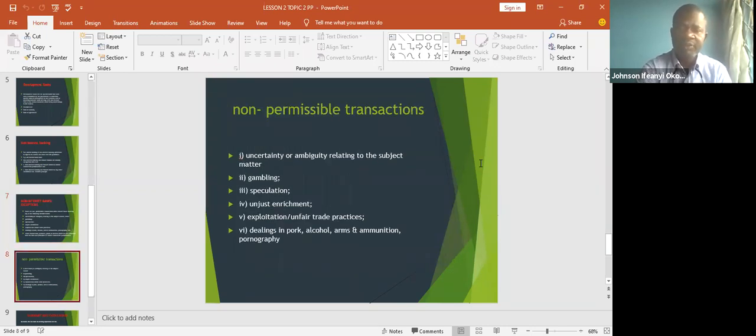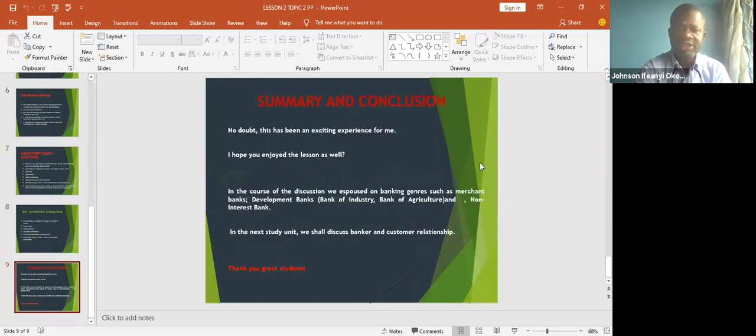So, for any organization or investor that is interested in floating a non-interest bank, such investor should know that there are some areas, as enunciated now, that cannot be delved into.